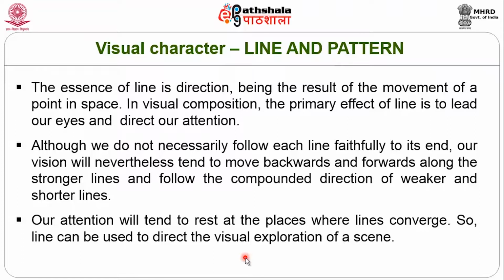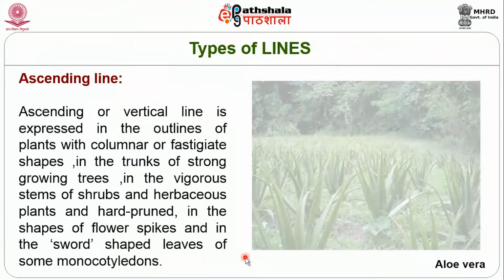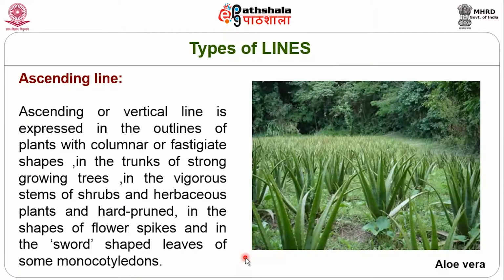So, these are different ways we can look at lines and understand them conceptually, and be able to select the right kind of plant when it comes to the plant section. We can see a few different types of lines here. One is the ascending lines. As you can see in this photograph, the lines are of an ascending or erect character.